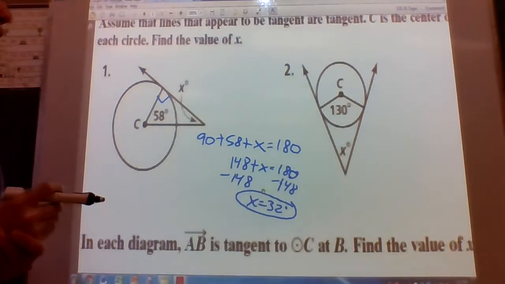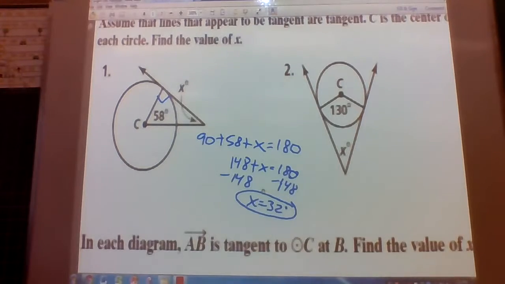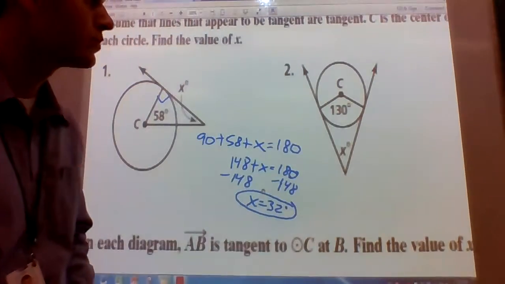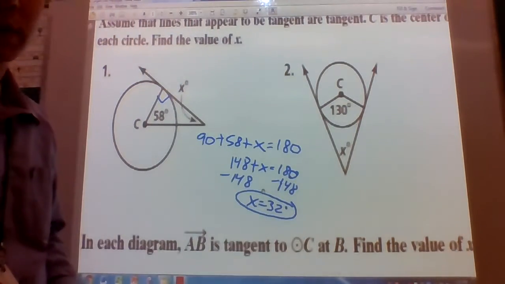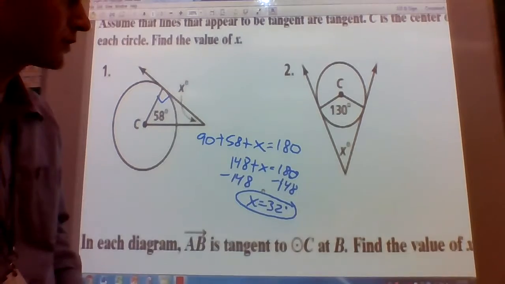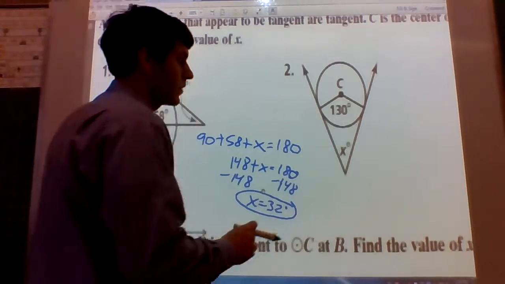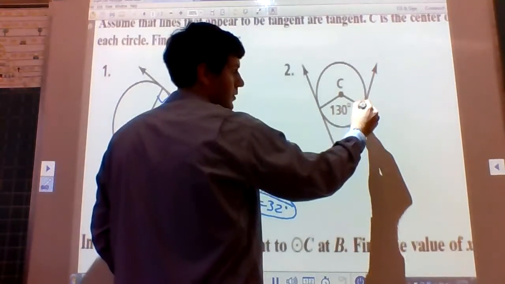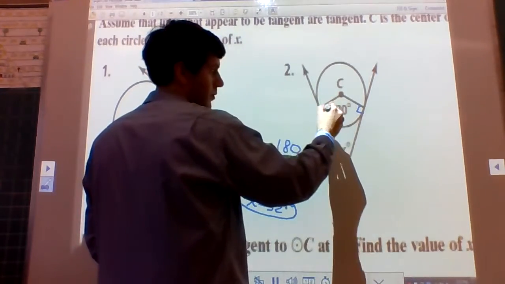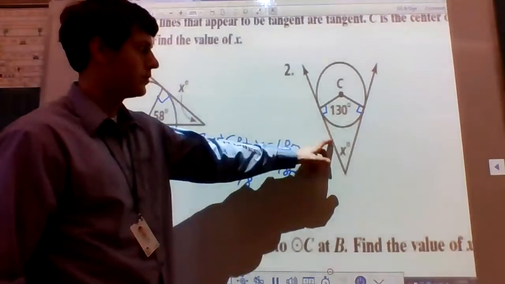Number 2, again, we're using the same theorem. We have 2 tangent lines here. Here's the second tangent line. And those tangent lines are going to be perpendicular to the radius, the radii, radiuses. I think both are acceptable. Okay, but we have a tangent line and a radius, so this is going to be a right angle. Tangent line and a radius, so that's going to be a right angle.